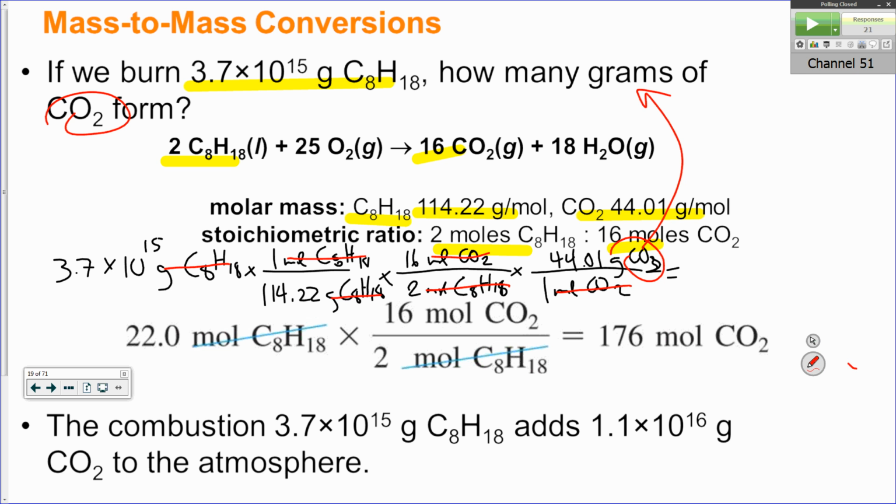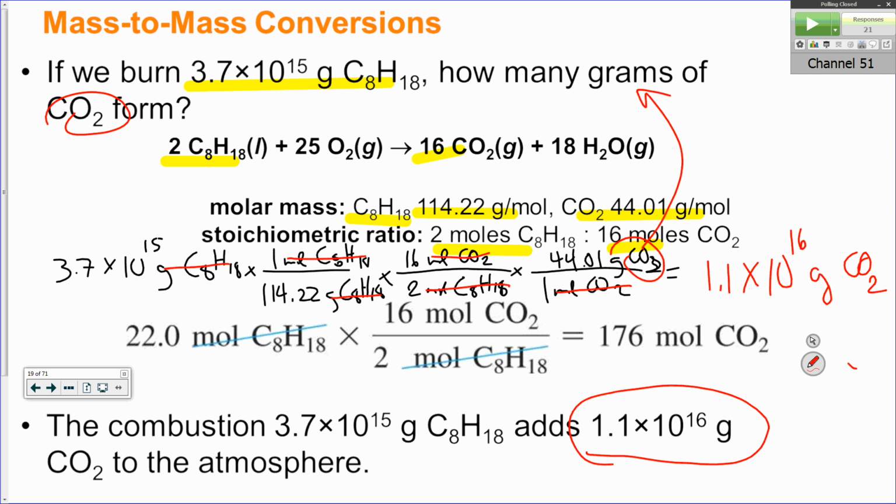And if I do the calculation on that, I find that the consumption of that is 1.1 times 10 to the 16th grams of CO2 that we kick into the atmosphere every year. 10 to the 16th is just a freaking large number. Almost unimaginable how large that number is. That is a tremendous amount of gas.